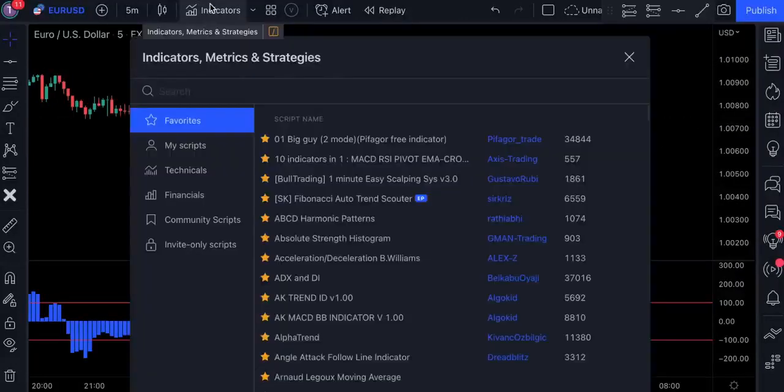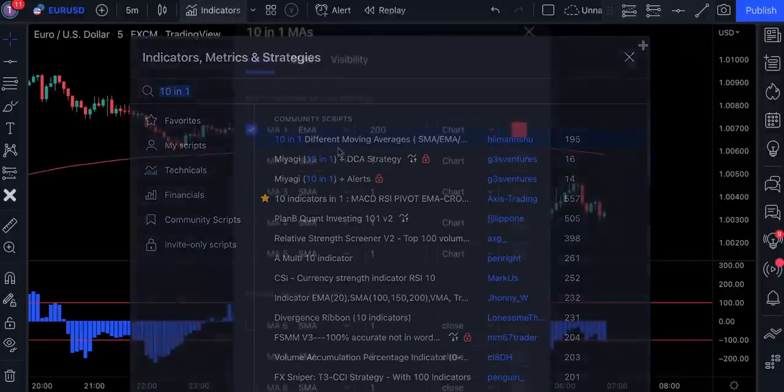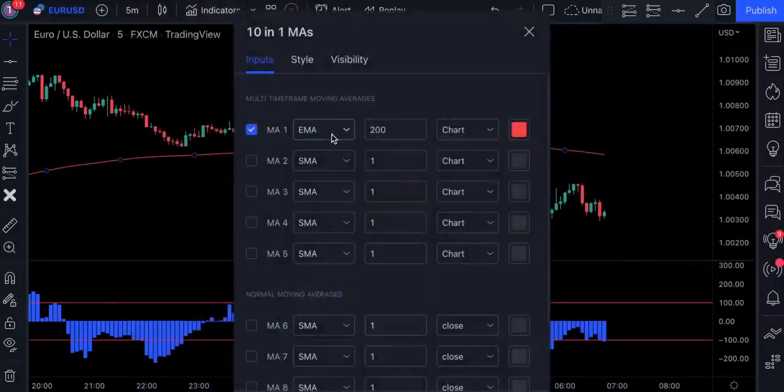For the first one, we need to search for 10-in-1 different moving averages. In the input section, let's add one more EMA and set its length at 50.